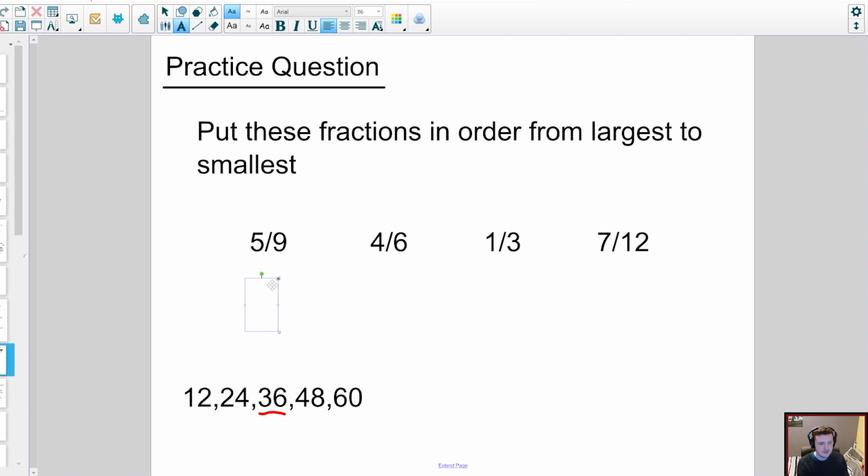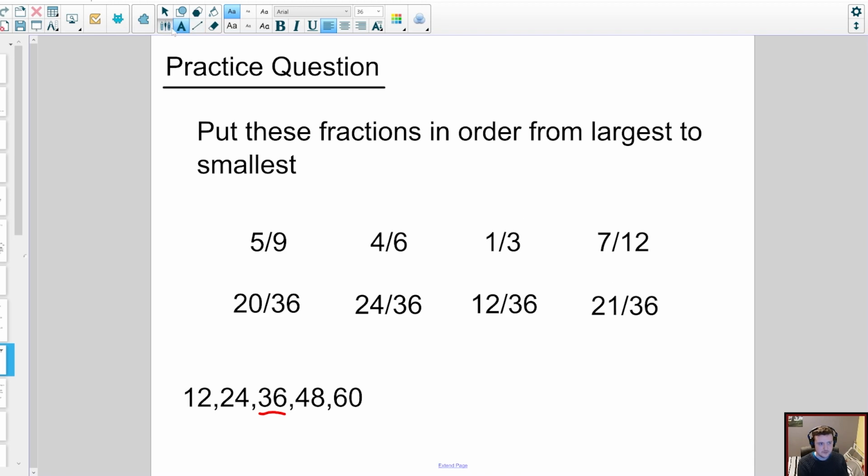So let's say there are 4 nines in 36. So this is going to be 20 out of 36. There are 6 sixes in 36. So this is going to be 24 out of 36. There are 12 threes in 36. So 1 twelfth is 12 out of 36. And then finally, there are 3 twelves in 36. So 7 threes are 21 out of 36.